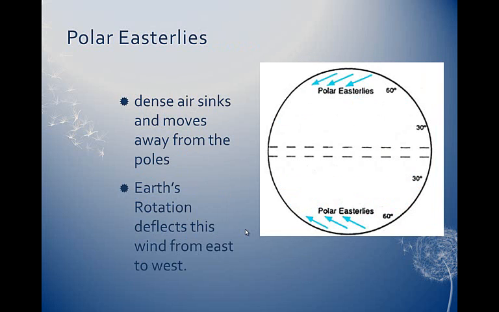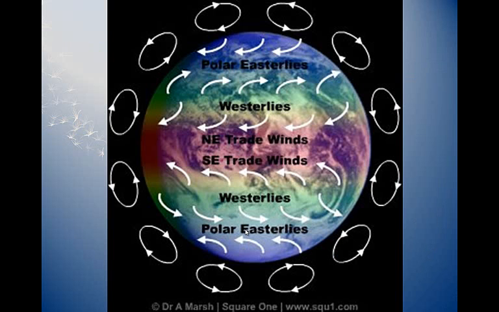Your polar easterlies, this is very dense air, sinks and then moves away from the poles. The Earth's rotation deflects these from east to west. That's why they're called easterlies. Okay, so here's that picture again. Remember, here's where we lie. Most of our weather comes from these right here.